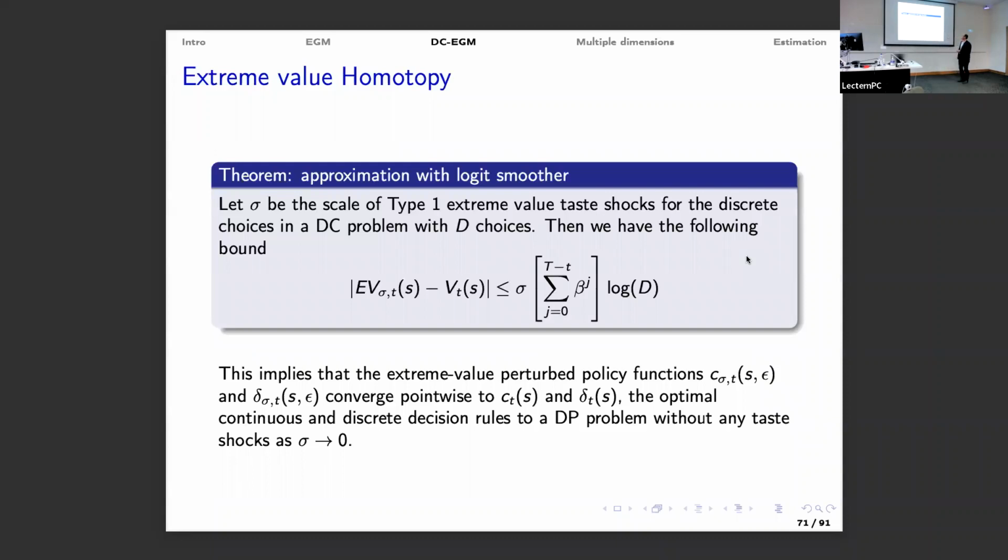We can also say that it's possible to treat this logit error as just a smoothing device, and we have an upper bound on this introduced discrepancy in the value functions, which is quite a simple formula depending on the number of choices. Any questions?